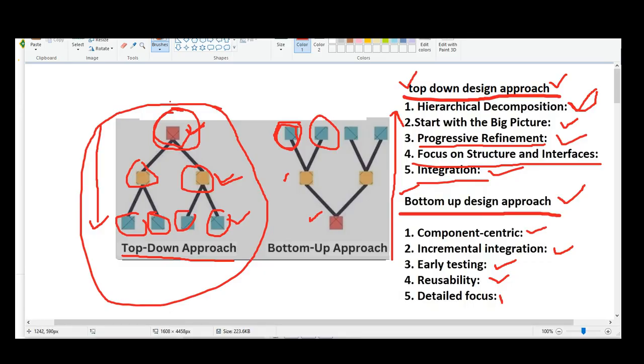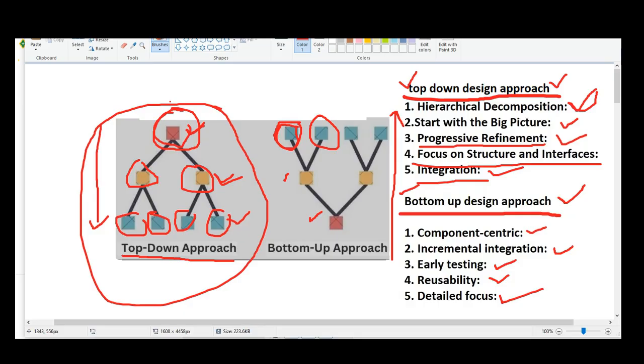Next one, detailed focus. Detailed focus means the main program is linked with the above components. Mainly we can focus on the detailed view of the program or the detailed implementation of the program. Okay, this is regarding the top-down design approach and the bottom-up design approach.